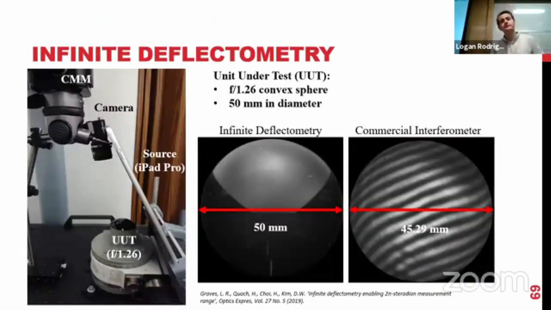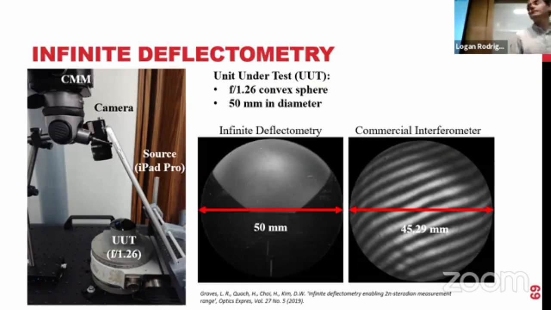What does it look like in practice? We used an iPad Pro as our screen, tilted over it. We place our UUT on a rotation stage, as you can see on the left, and we have a camera looking down. You'll notice that there's something referred to as a CMM, that's a coordinate measuring machine. This simply lets us say really precisely, where's the iPad, where's the optic, where's the camera?